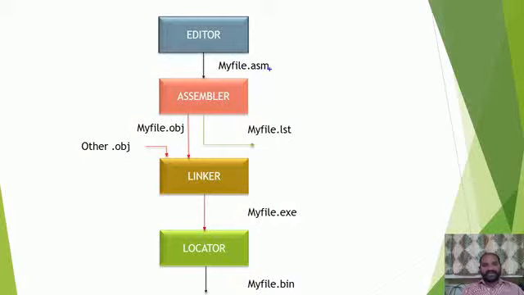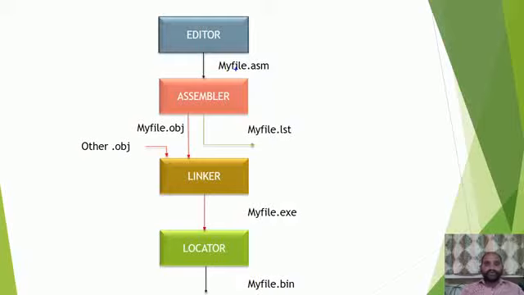So my file is the name of my program, and I am saving this file with the .asm extension. In the editor window we type the program and save it with the .asm extension, and this .asm file is given as an input to the assembler. The assembler accepts the input in the form of the .asm extension, and it is converting this file.